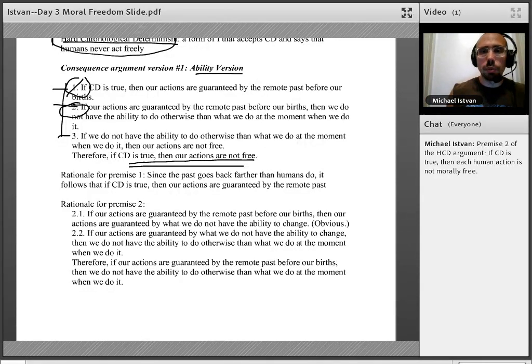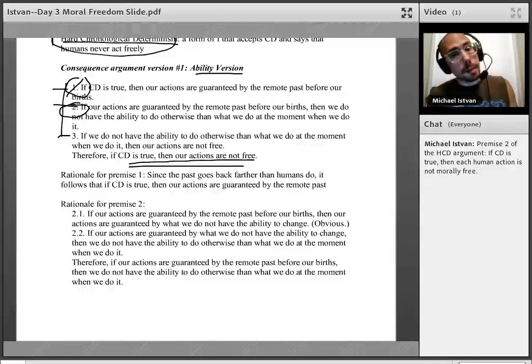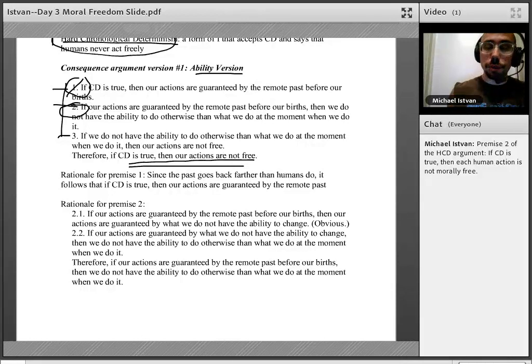Circle this because this is the one we're focusing on. Why is it the case that if our actions are guaranteed by the remote past before our birth, then we don't have the ability to do otherwise than what we do at the moment when we do it? Well, it seems pretty obvious, but here's the formal argument that I give you on the slide. 2.1, the first premise in defense of premise 2. If our actions are guaranteed by the remote past before we were born, then our actions are guaranteed by what we do not have the ability to change.